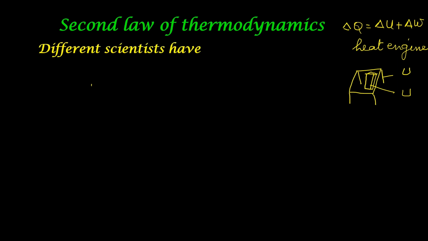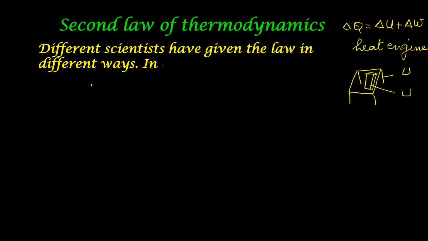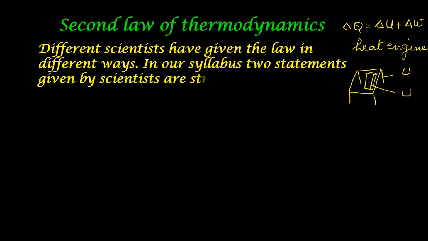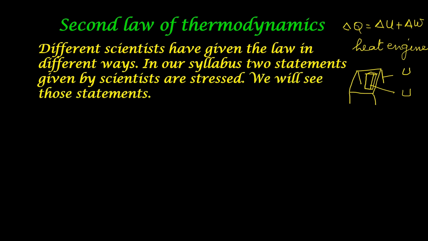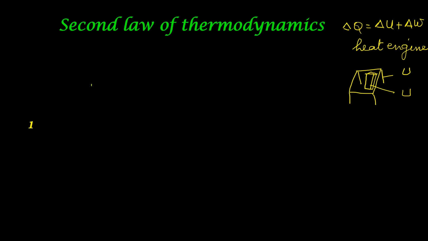Different scientists have given this statement differently, each one in their own words. Anyway, in our syllabus, two statements given by scientists are stressed. We will see those statements only. One statement given by Kelvin and Planck, known as the Kelvin and Planck statement, and the second one given by Clausius, called the Clausius statement.